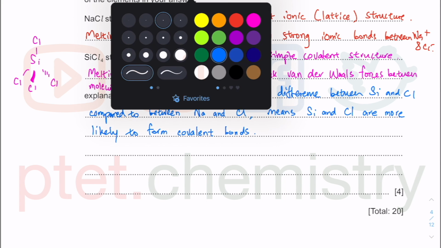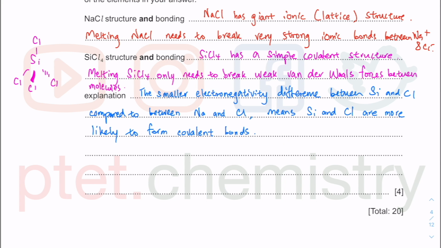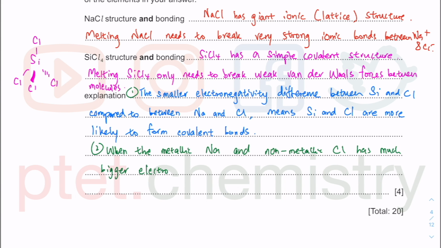In terms of the explanation for the electronegativity, I've only mentioned the covalent bonds. I haven't mentioned anything about the ionic bonds, so I don't think I'll get full marks yet. So when the metallic sodium and non-metallic chlorine have a much bigger electronegativity difference, this will shift the bonding spectrum towards being ionic.